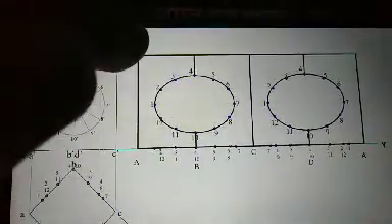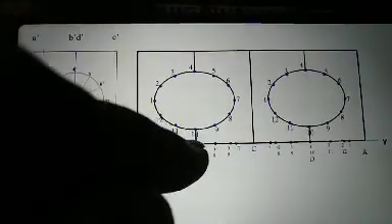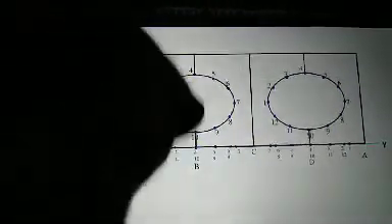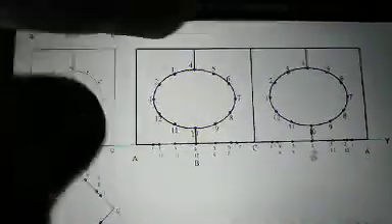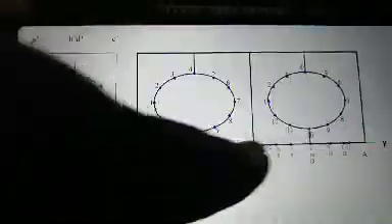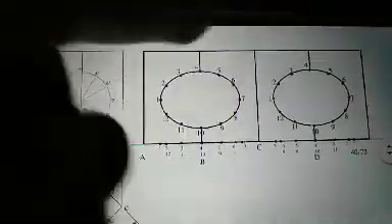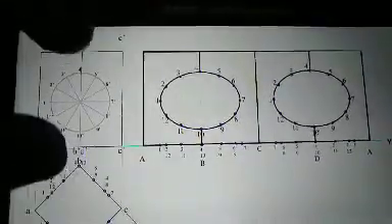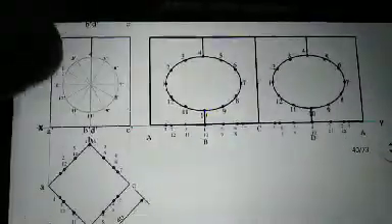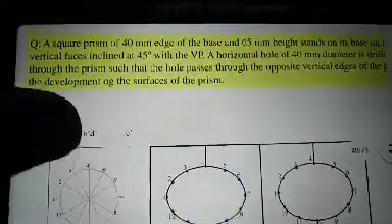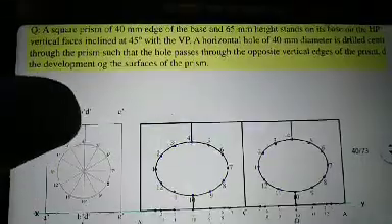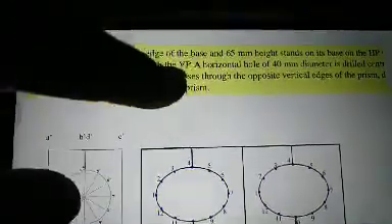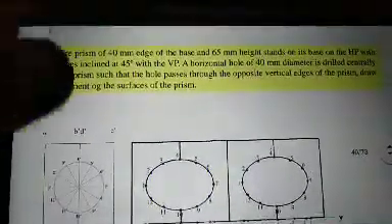Now project these points in the top view, that is, you will get B dash, C dash, D dash and A dash, and the whole figure is completed. Okay, and this is the development of only the prism in that problem. Now this is the completion of only that prism which is vertical and has edges of 40 mm.